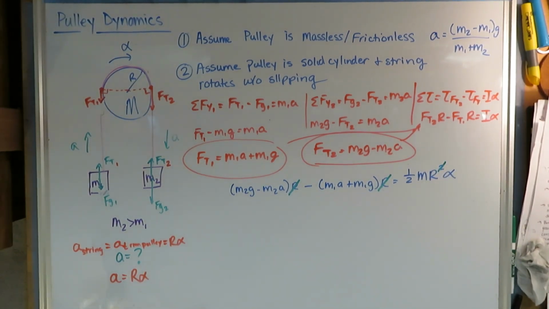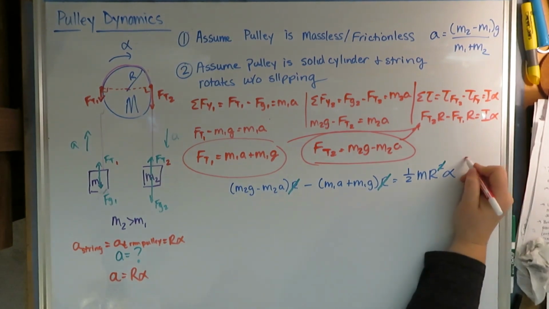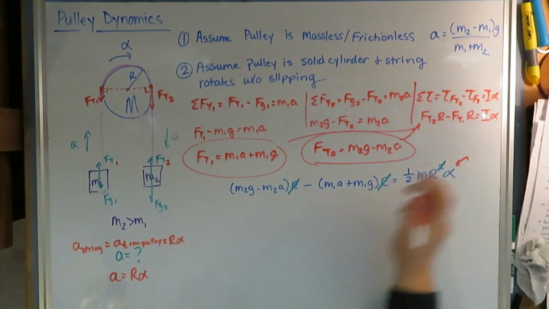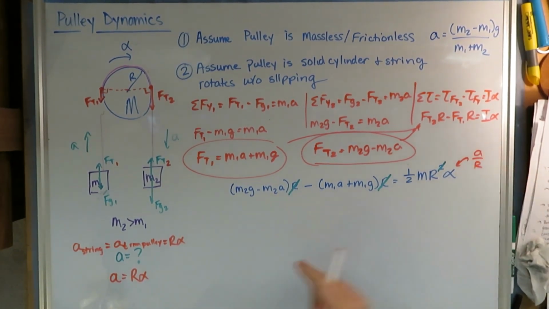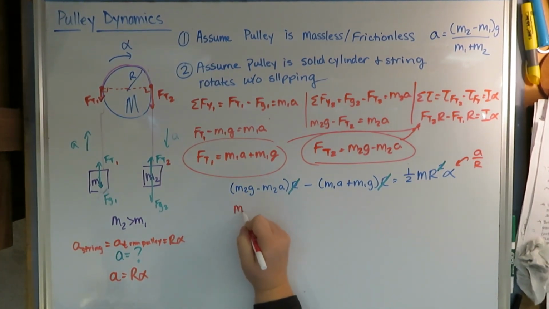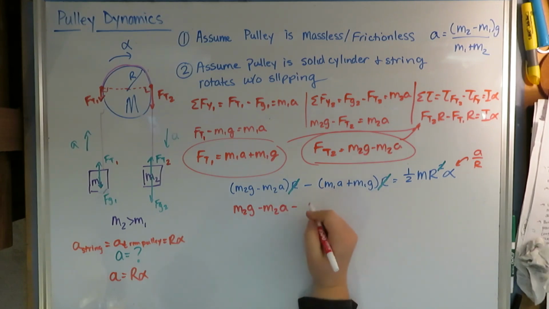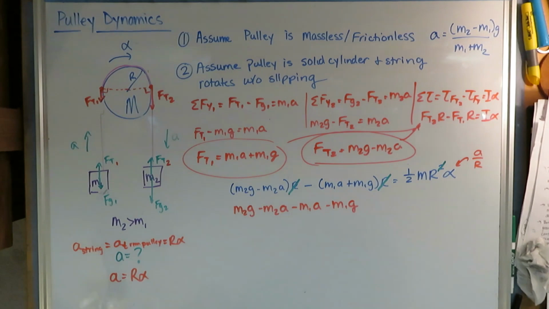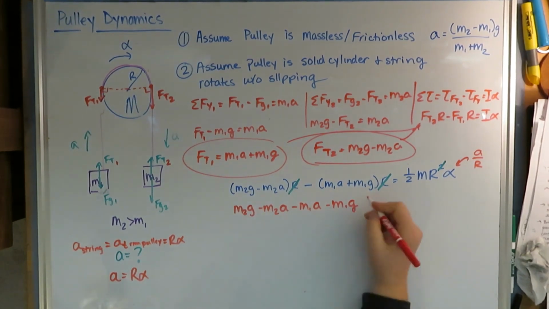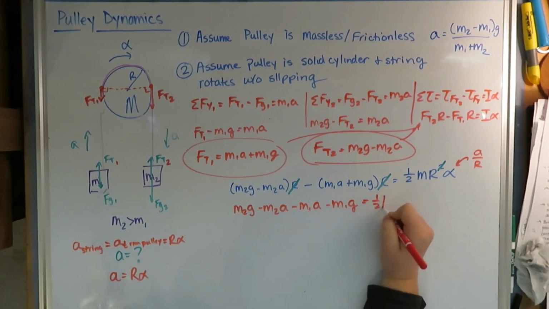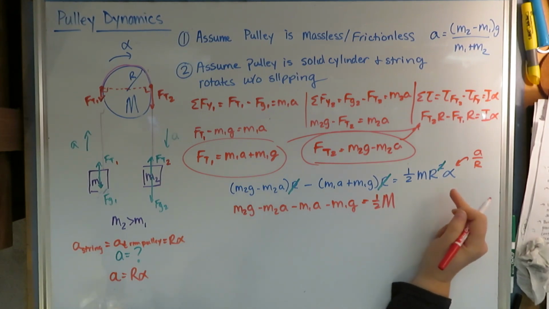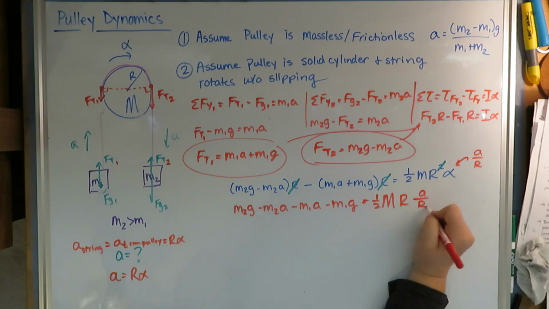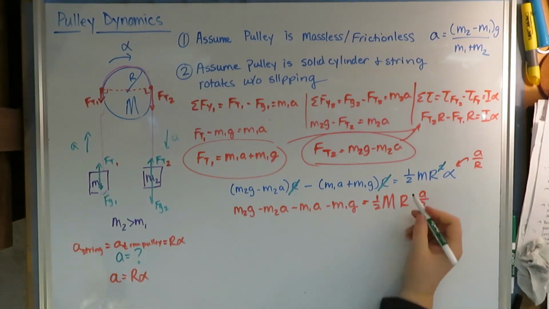And then what I'm going to do is I'm going to sub in for alpha, that alpha is going to be A over R. So we're going to get over here that M2G minus M2A. I'm going to be careful to distribute my negative here. That's going to be M1A minus M1G. That's one of the biggest mistakes that people make, is in distributing negatives. And that's going to equal 1/2 big M, so that's the M of the pulley, R, and then alpha is going to be A over R. So actually this R is going to cancel out as well.